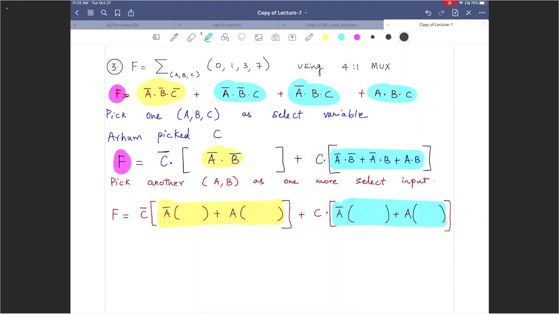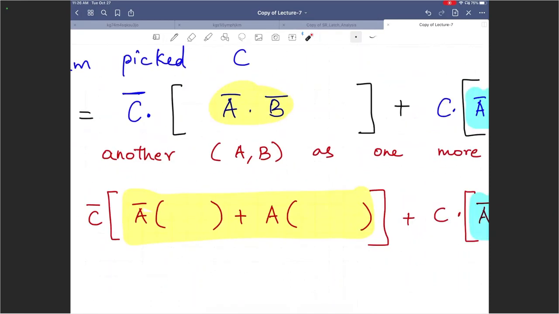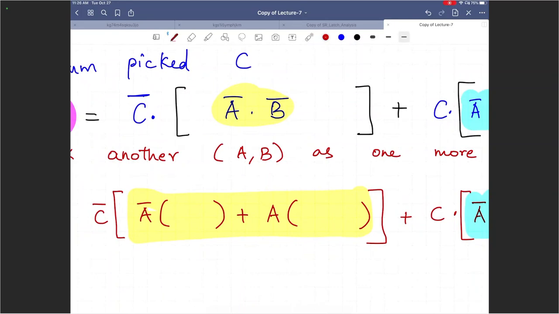Now my goal is for these guys to match, right? The yellow shaded one and the blue shaded one, they all have to match exactly. So what should I fill over here? B complement is absolutely right. If I make it B complement, it matches the expression. What about over here? Zero. That's good.